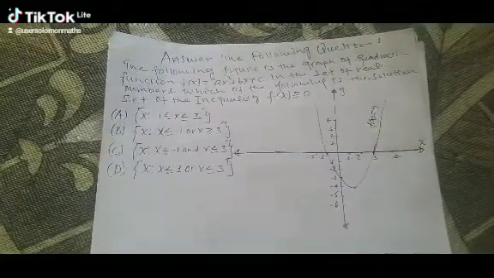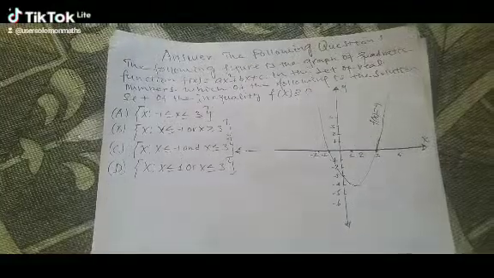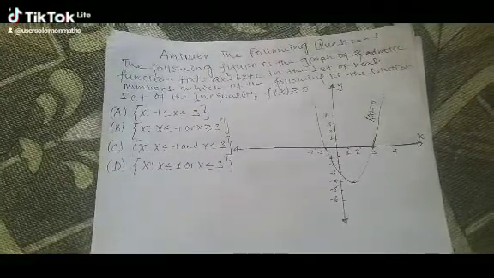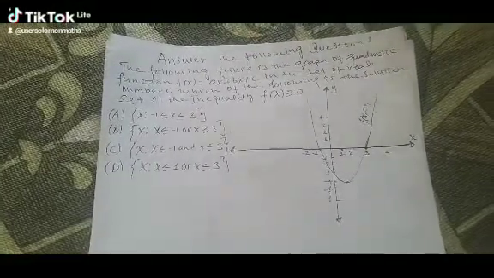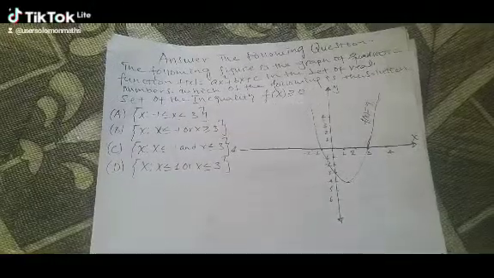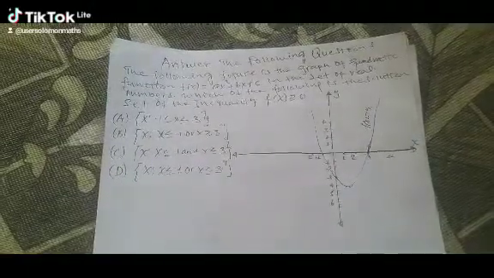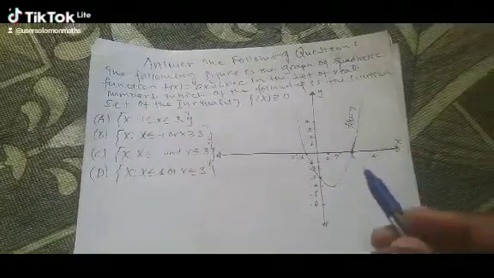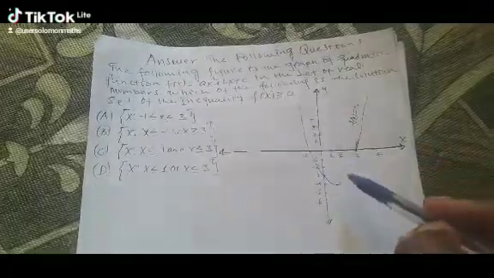Answer the following question. The following figure is a graph of the quadratic function f of x is equal to x squared plus bx plus c in the set of real numbers. Which of the following is the solution set of the inequality f of x is greater than or equal to 0? So what's given? The graph is given, the quadratic equation.